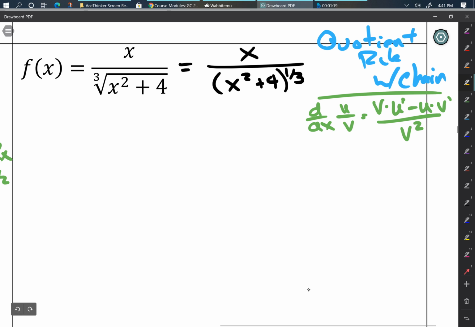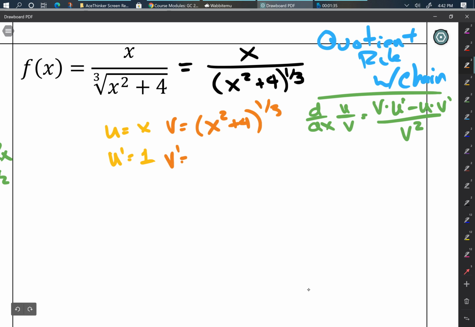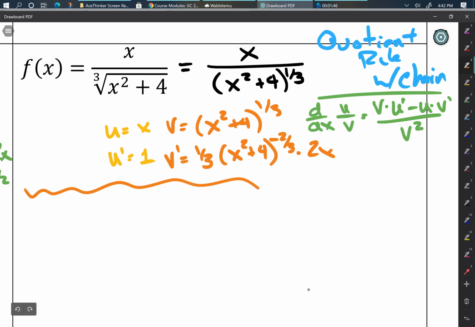So let's see. I've got that u is x, so then u prime is 1. I've got v, here's our chain rule, is x squared plus 4 to the 1/3, and then v prime is going to be 1/3 times x squared plus 4 to the negative 2/3 times 2x. Okay, so I've got u, I've got v, I've got u prime, I've got v prime. I should be able to put this whole thing together.